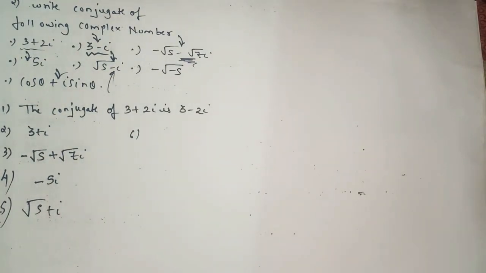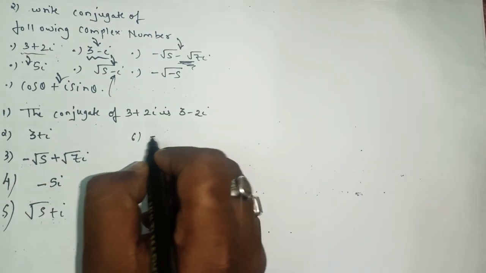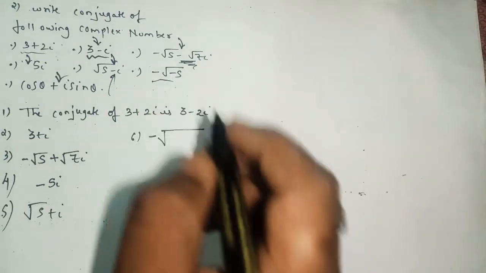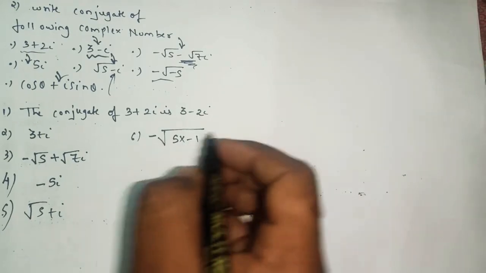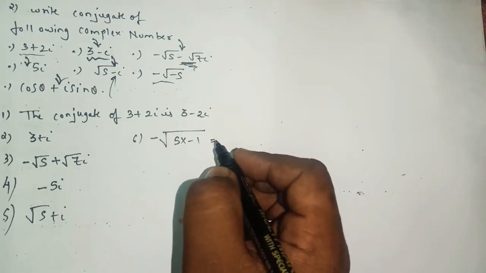Okay, so for question number 6, here we know that we'll keep this minus as it is for this part. Root minus 5 we can write as 5 into minus 1. Yes or no? Further, this we can write as what?